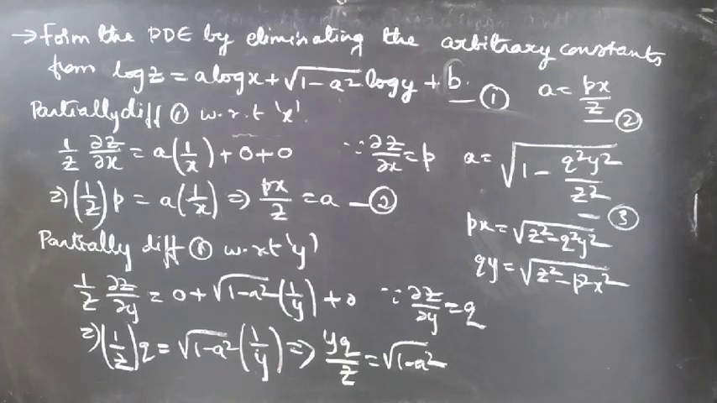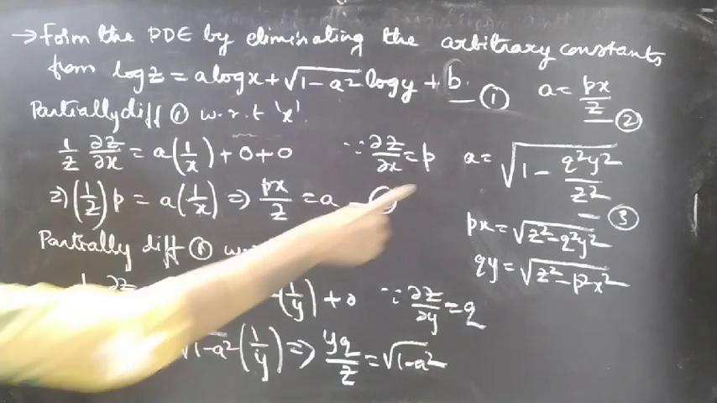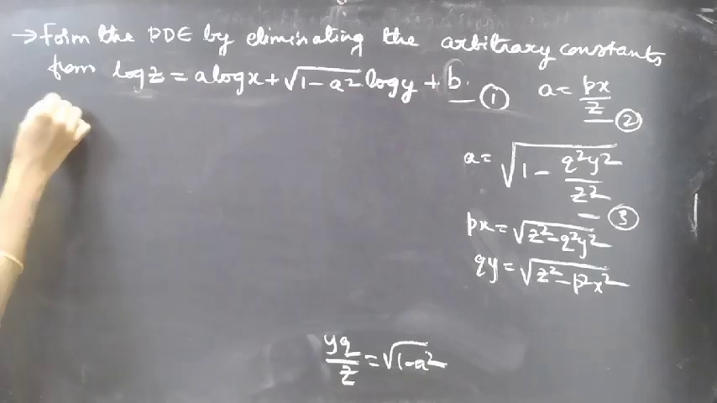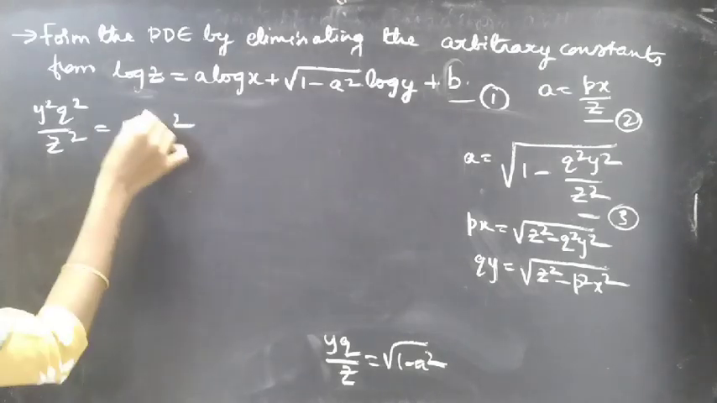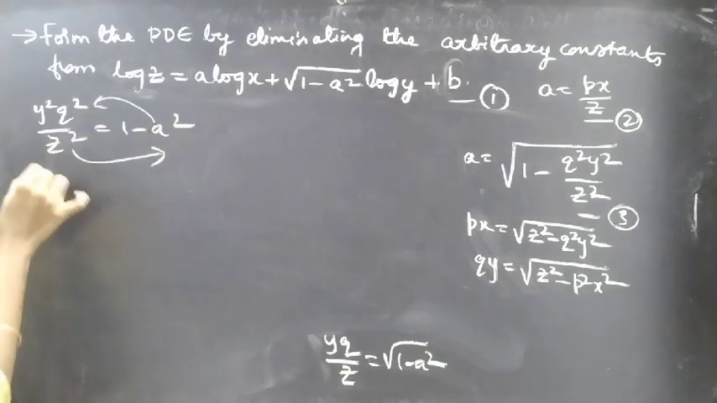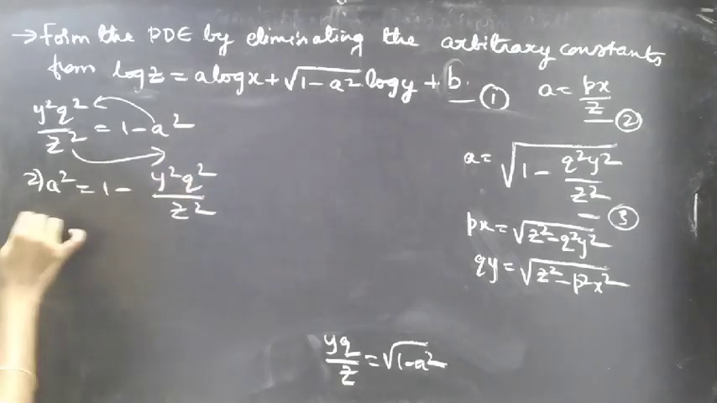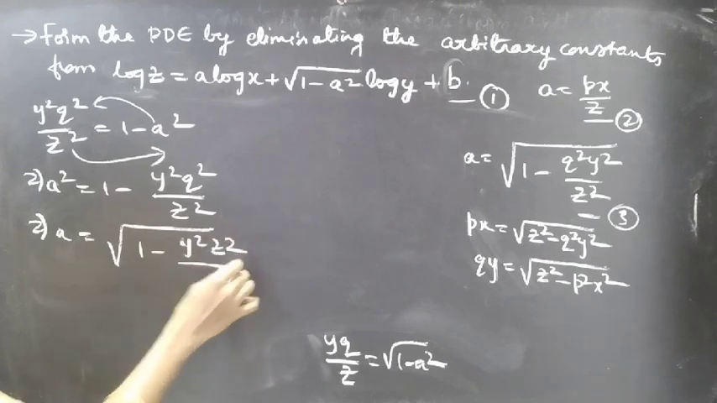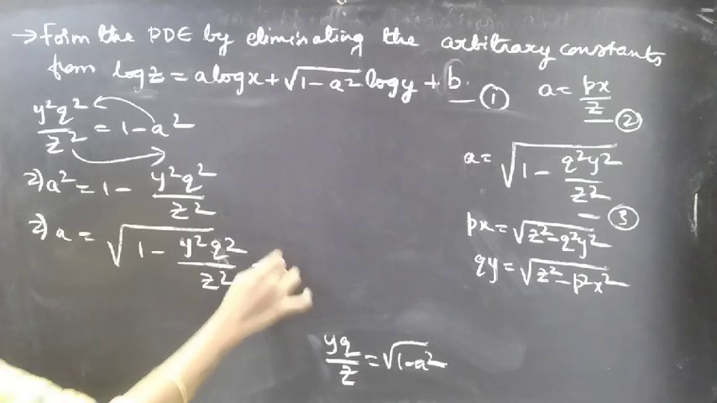Okay, now by squaring on both sides of this, we'll get y square q square by z square equal to 1 minus a square. Now bring this a square to LHS and take this term to RHS, then you'll get a square equal to 1 minus y square q square by z square. From this you'll get a equal to square root of 1 minus y square q square by z square, which is our equation 3.